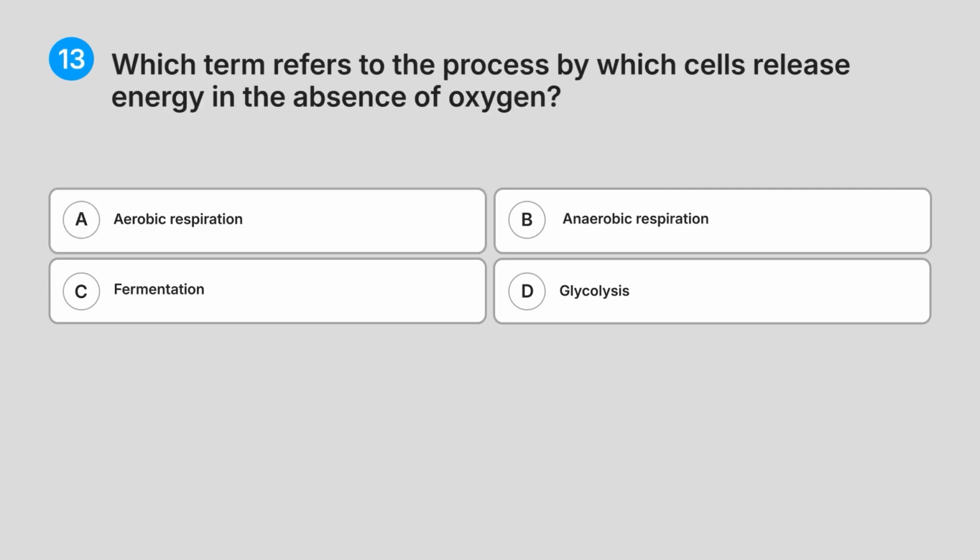13. Which term refers to the process by which cells release energy in the absence of oxygen? A. Aerobic respiration. B. Anaerobic respiration. C. Fermentation. D. Glycolysis. What do you think is the answer?